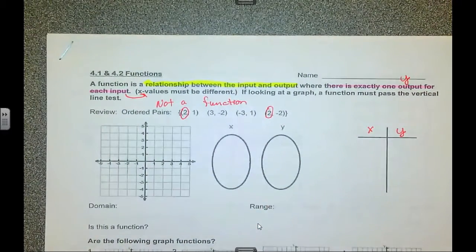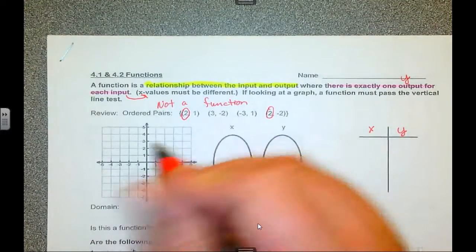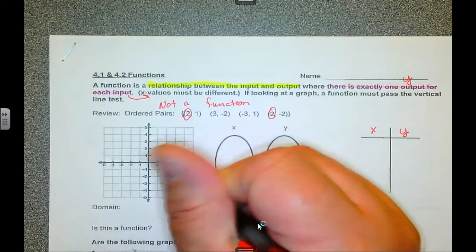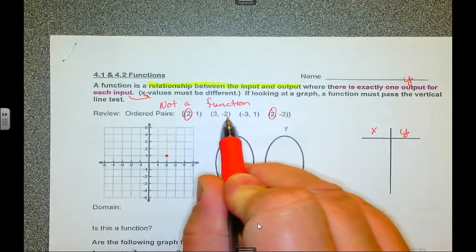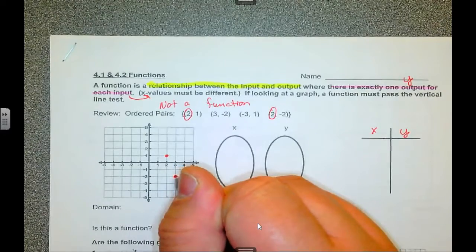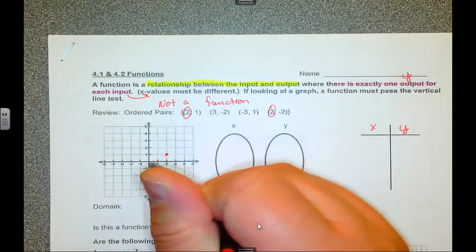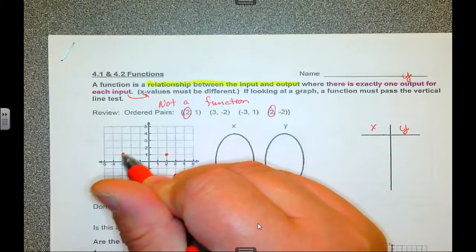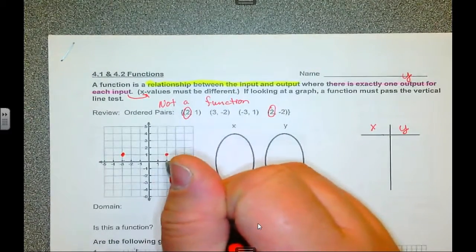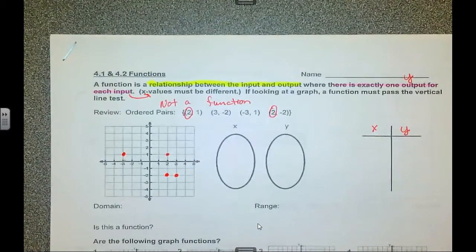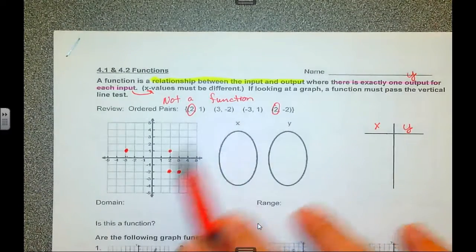All right, so let's graph these points. On the graph, I have (2, 1), there's that point. Then I have the point (3, -2), another point. And then I have the point (-3, 1), another point. And then I have the point (2, -2). Now, don't draw a line because it doesn't say a line. These are just points.